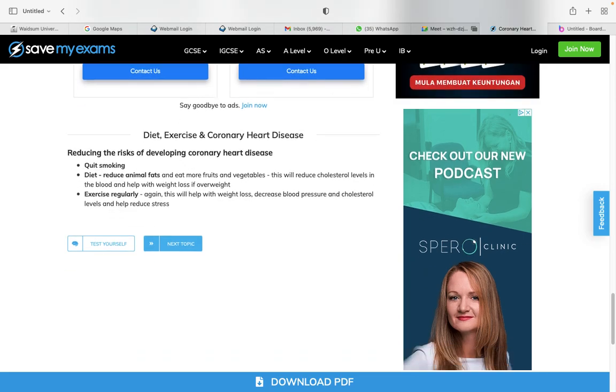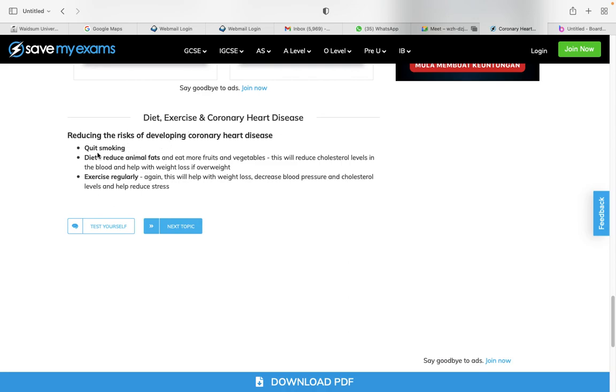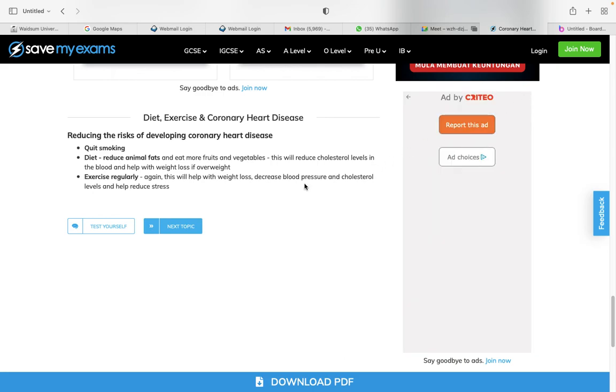Now let's take a look at diet, exercise, and coronary heart disease. So, reducing the risk of developing coronary heart disease. Quit smoking. If you want to reduce the risk of getting coronary heart disease, you have to stop smoking, number one. These are the things you need to do in order to improve your health. Quit smoking, and don't stay near anyone who smokes. When you are staying near them, you're also a secondhand smoker.